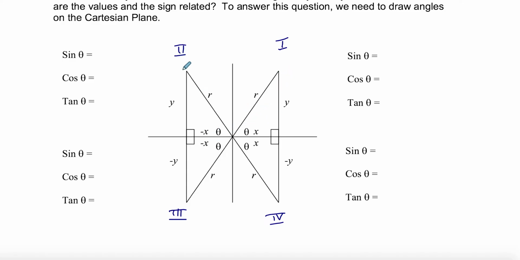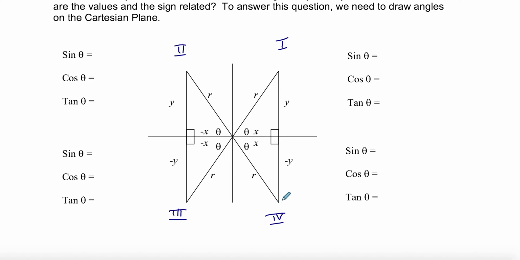If we're looking at the point over here, this value for x is negative and the y is positive. If we look at quadrant 3, the x is negative and the y is negative. So this might be point (-3, -5). And over here, we have a positive x but a negative y.